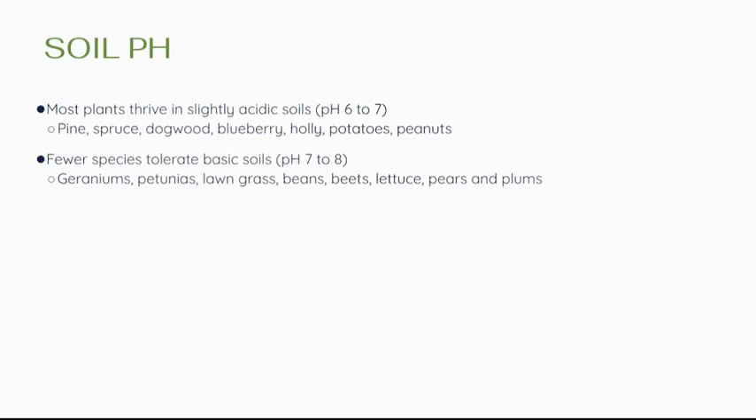Now, just like our blood, we maintain a blood pH level that we must stay in. It's 7.35 to 7.45, I believe. So we need this blood level to live. And plants need the soil pH level to live. Most plants will live in slightly acidic soil. It's pH 6 to 7. If you didn't know, 7 is around neutral. Very few species tolerate basic soil. And we have some examples here. You just need to know that slightly acidic soil grows most plants.